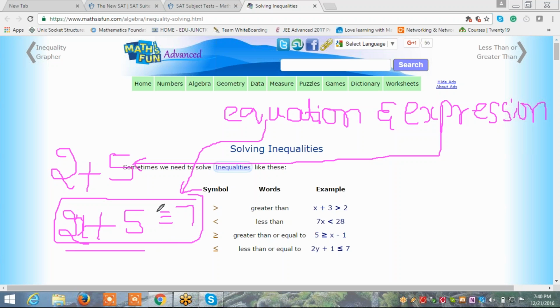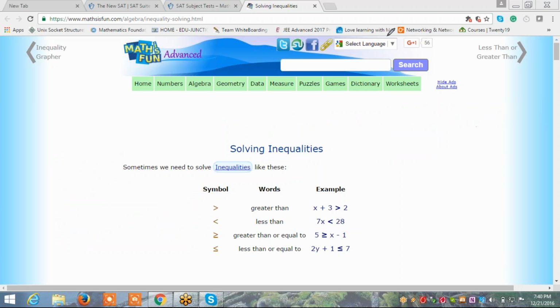If you have an equal sign, that will be called equality. If you don't have an equal sign, and you have greater than, less than, those symbols will indicate inequality. Today our discussion is about inequality. Is this clear for you? Yes. Today we are going to have a discussion on inequality.